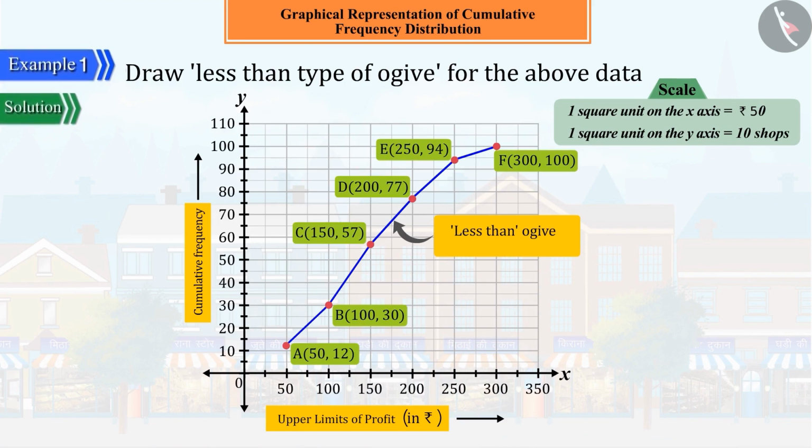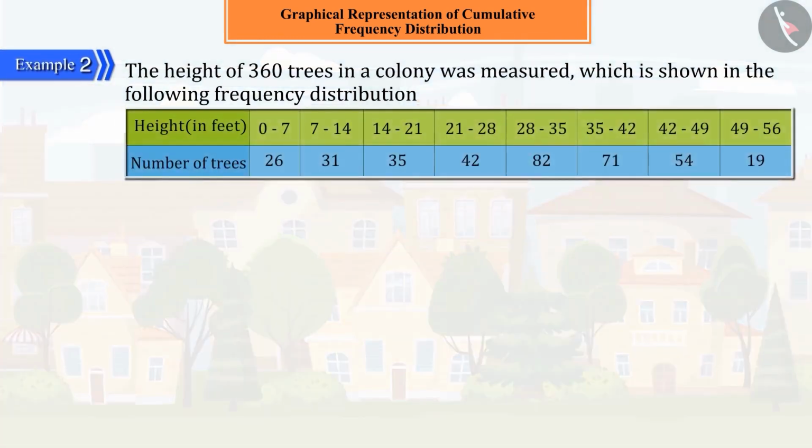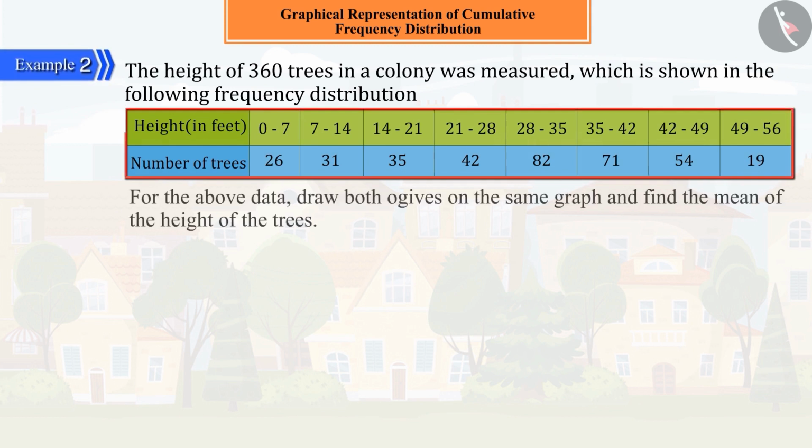Let's look at another example. In a colony, the heights of 360 trees were measured, which is represented in the following frequency distribution. So can you draw both ogives on the same graph for these figures and then find the median height of the trees?